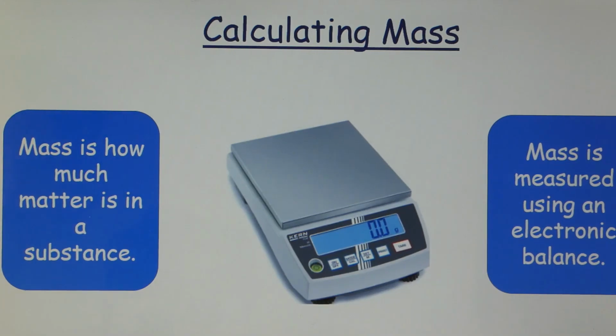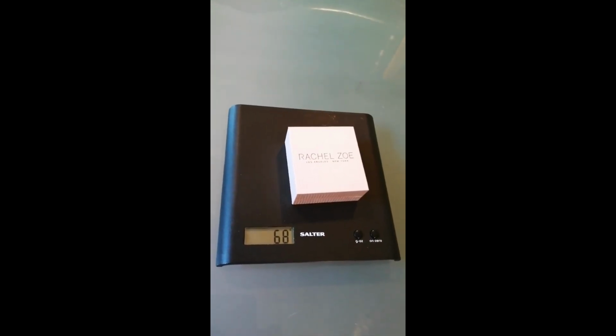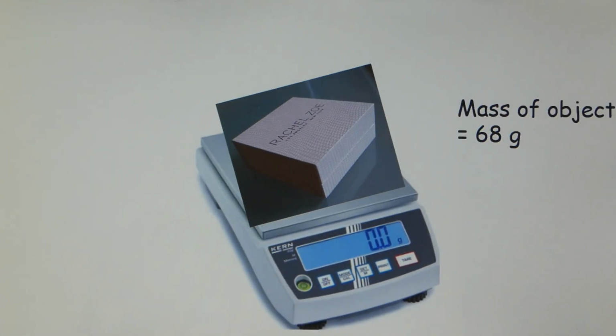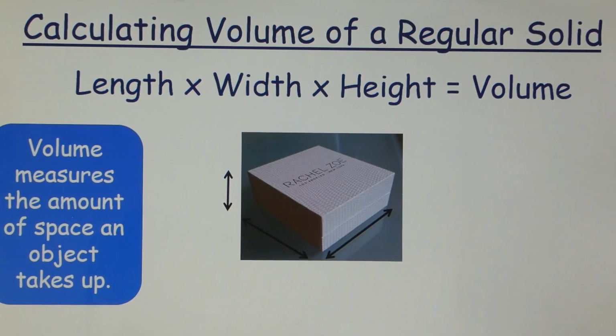Let's go and measure the mass. Don't forget to set the balance to 0 before placing your item on. As we've just seen, the mass was 68 grams. Next, we need to know the volume. This is very straightforward with a regular solid. We just use the calculation, length times width times height. So let's go and do that now.